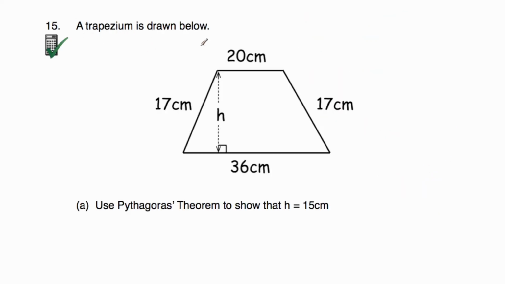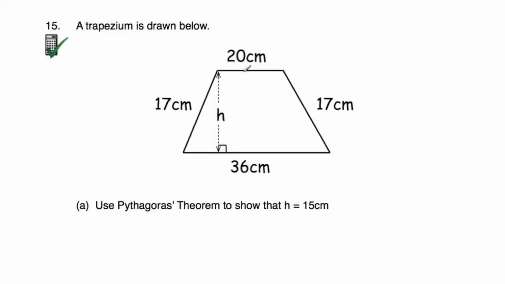So question number 15. So question number 15 says a trapezium is drawn below, and we've got a parallel side of 20 centimeters, another parallel side of 36 centimeters, and we've got our two diagonals which both have the same length. So one's got 17 centimeters and the other one is 17 centimeters. So that means that this is going to have a line of symmetry, this trapezium, okay, symmetrical, because both sides have got the same length.